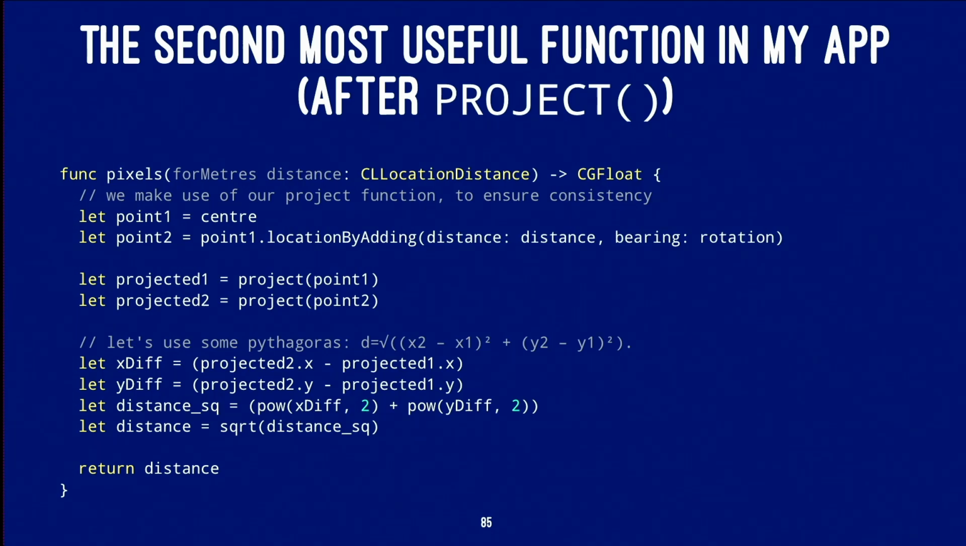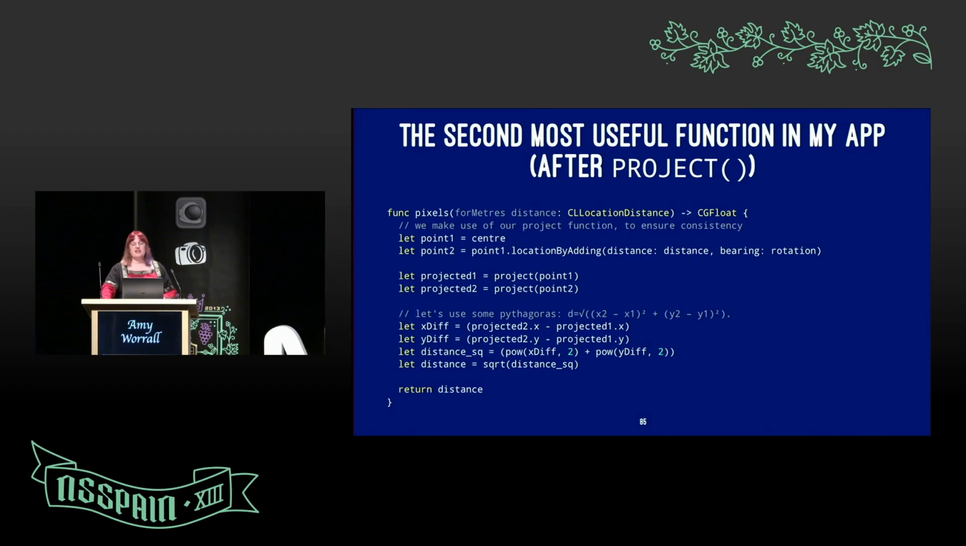So the second most useful function in the app, so project is the most useful. We love project, that tells you where to put something. But we also want to know the sizes of something. So I've got this pixelsForMeters function. It takes a CLLocationDistance, which is just a value in meters, and it outputs how many pixels that should be in my Core Graphics context. So this is super useful. I use it all the time.